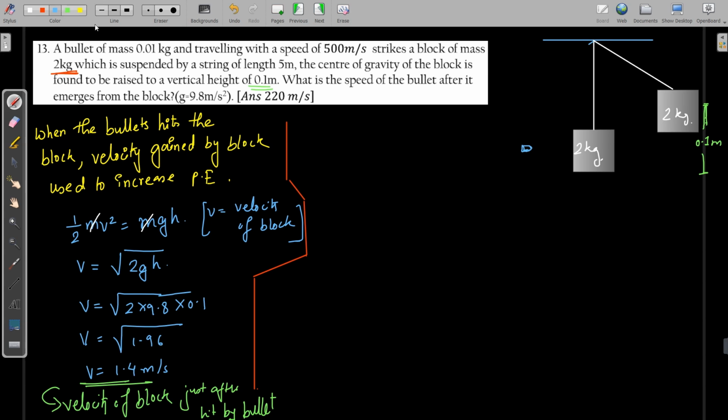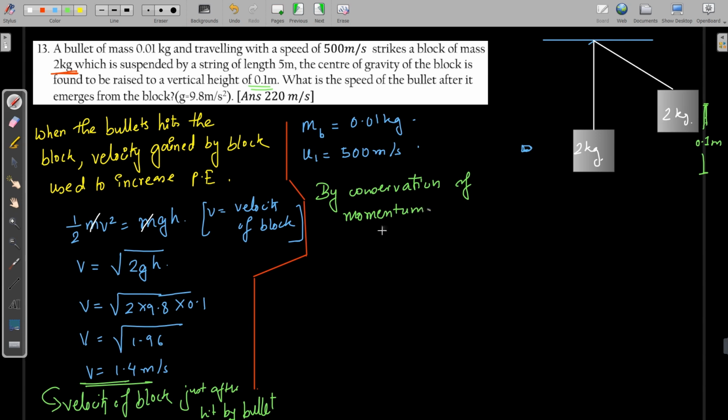So what is the initial mass of the bullet? MB, I am writing. How much? 0.01 kg. What is the speed with which it is coming? U1, 500 meter per second, right? Now, by conservation of momentum, what can we write?